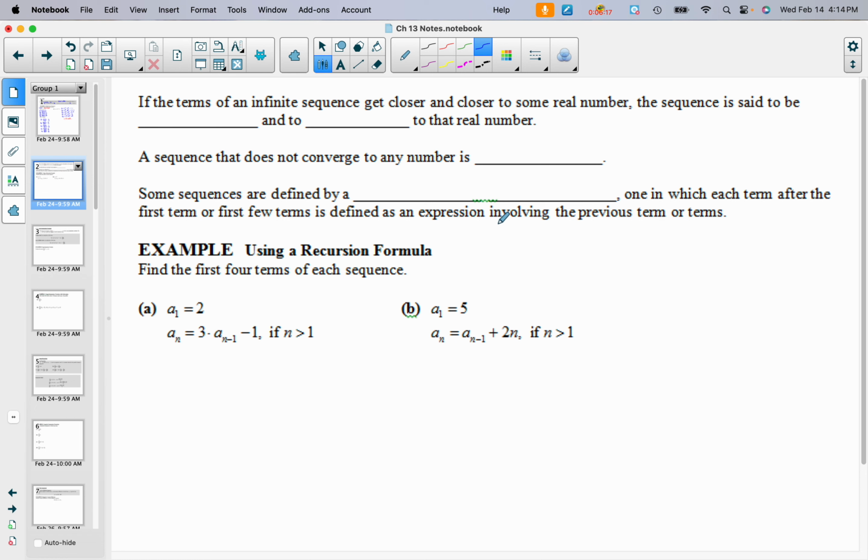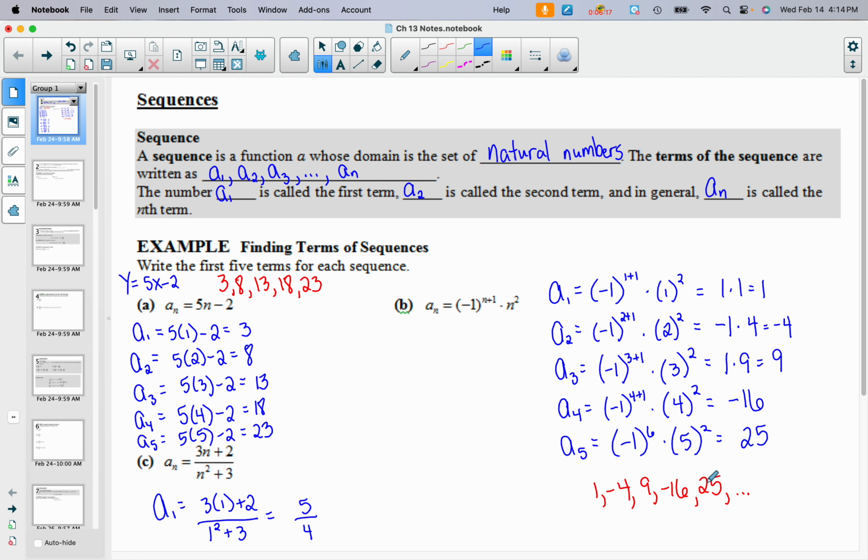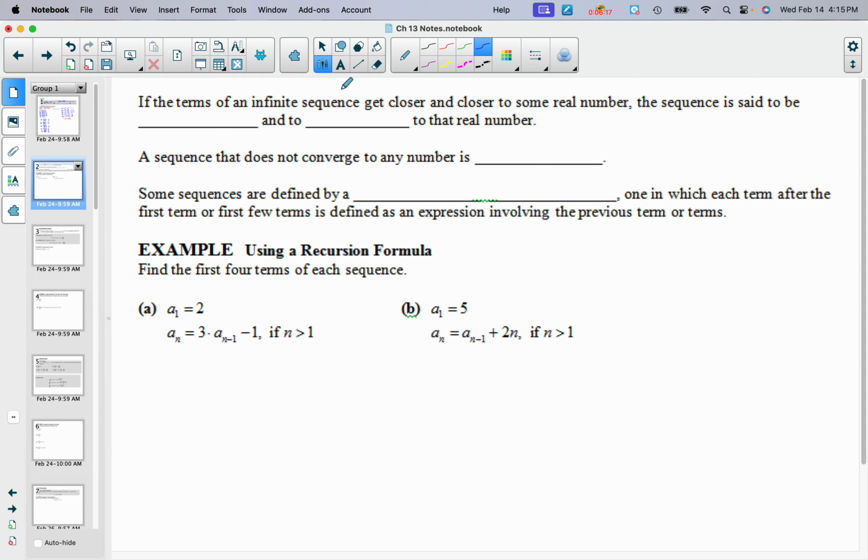All right, so what's meant by an infinite sequence? This pattern continues on indefinitely, so it's an infinite sequence. If the terms of an infinite sequence get closer and closer to some real number, the sequence is said to be convergent, and to converge to that real number. I'll show you an example of that. A sequence that does not converge to any number is divergent.